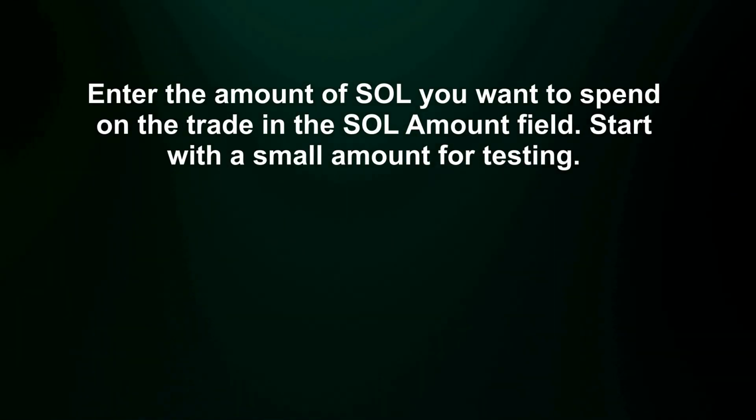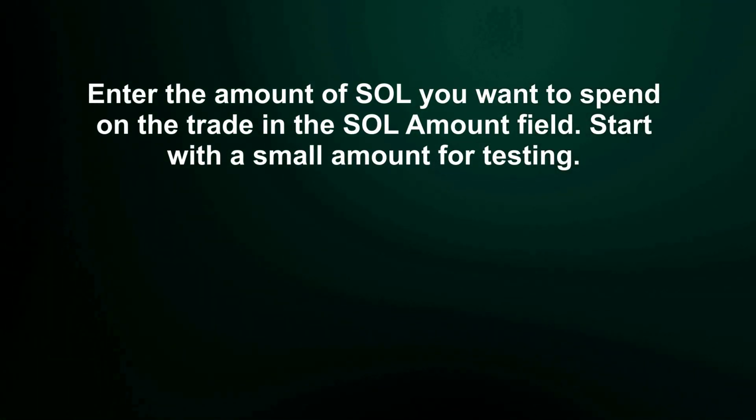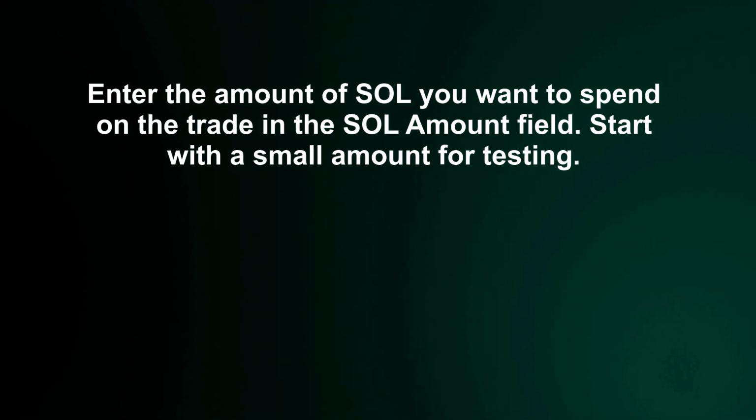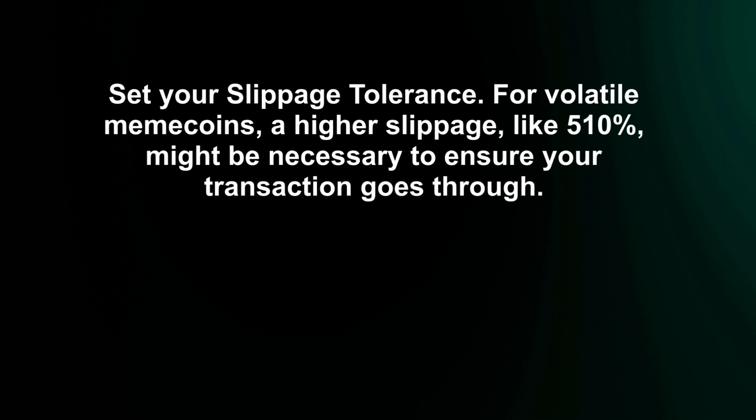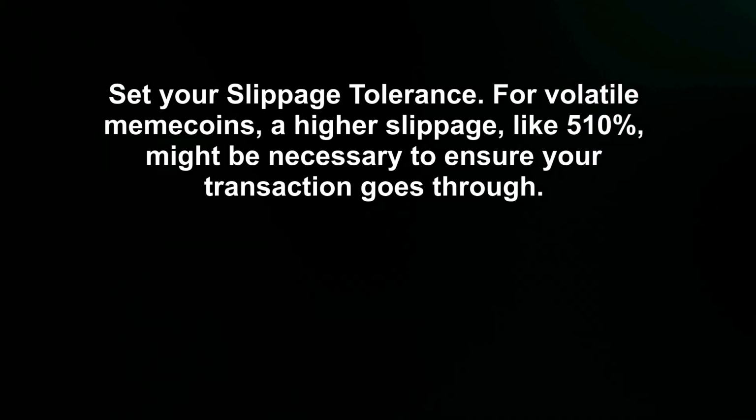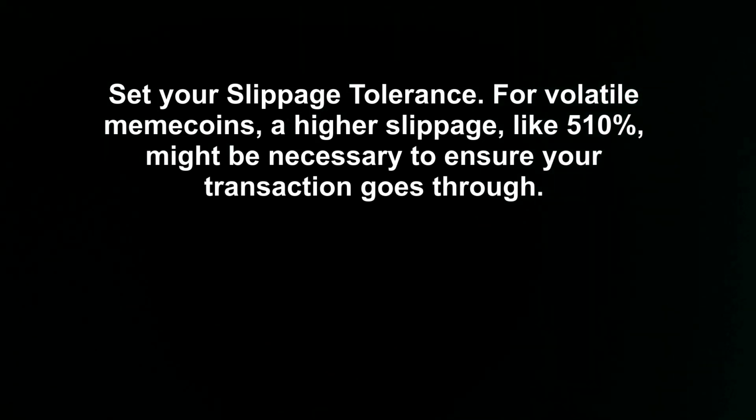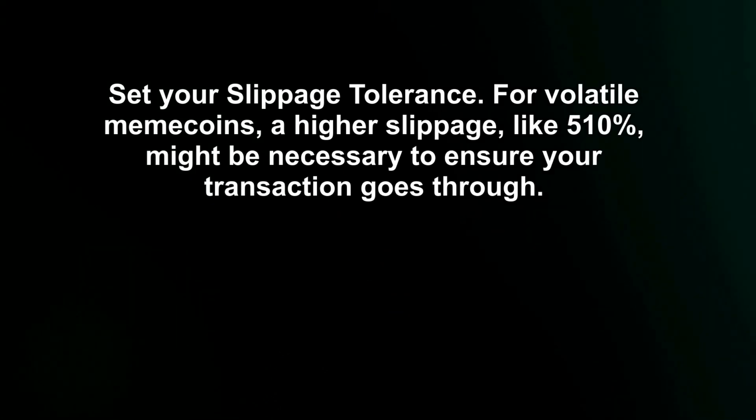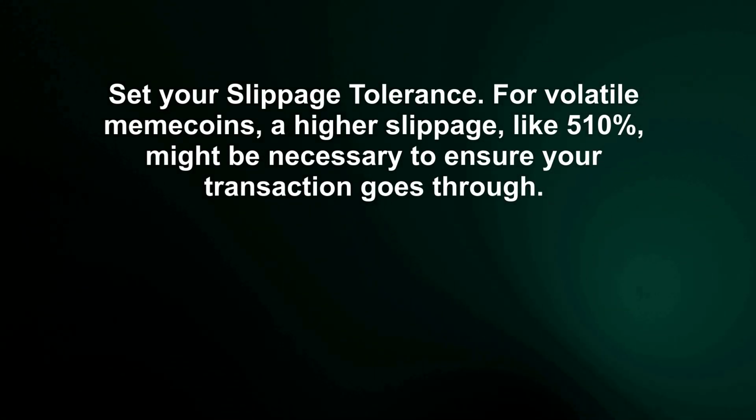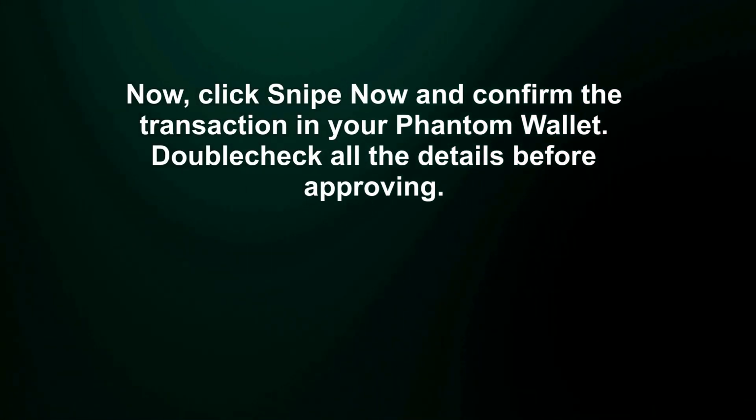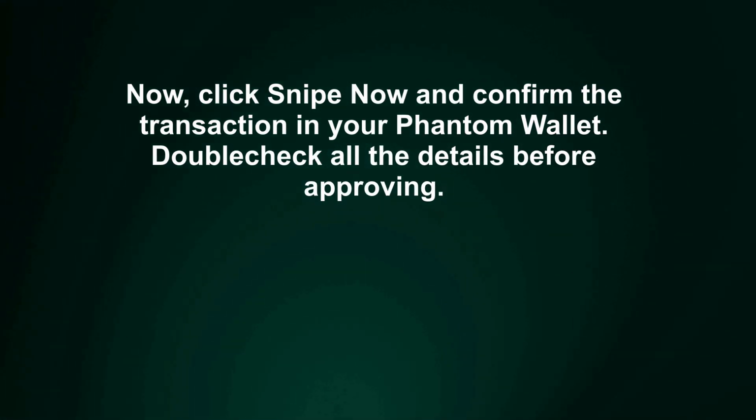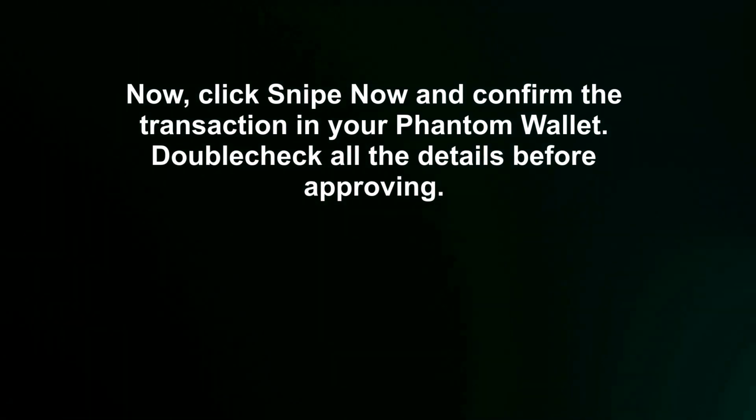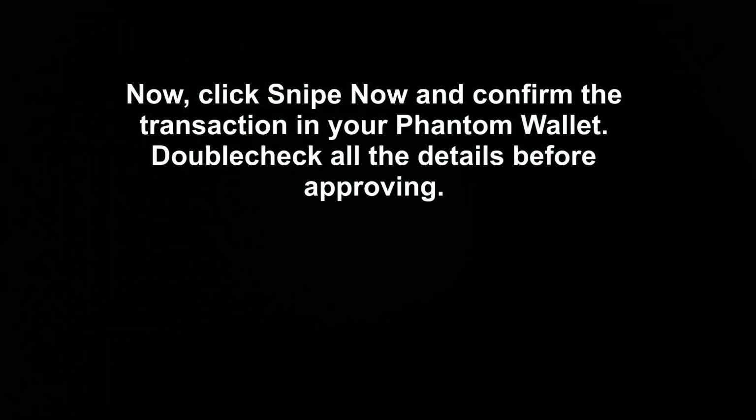Enter the amount of Sol you want to spend on the trade in the Sol amount field. Start with a small amount for testing. Set your slippage tolerance. For volatile Memecoins, a higher slippage, like 510%, might be necessary to ensure your transaction goes through. Now, click Snipe now and confirm the transaction in your Phantom Wallet. Double-check all the details before approving.